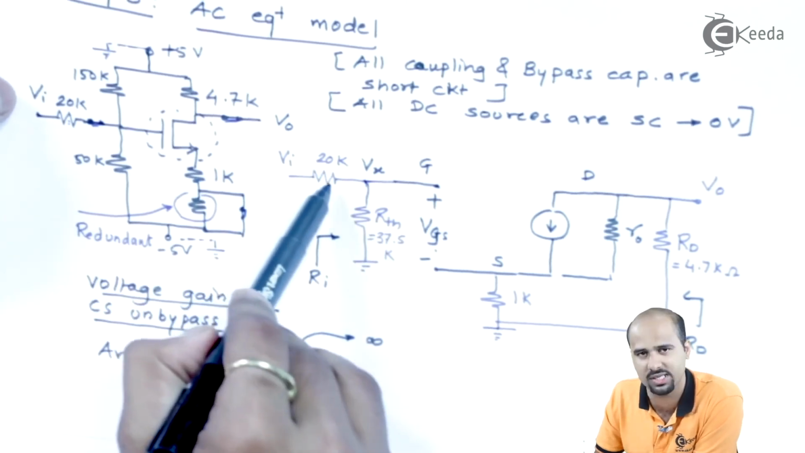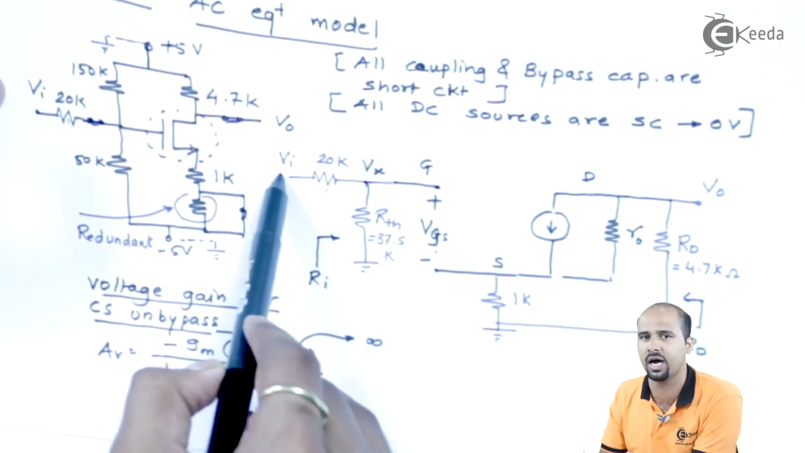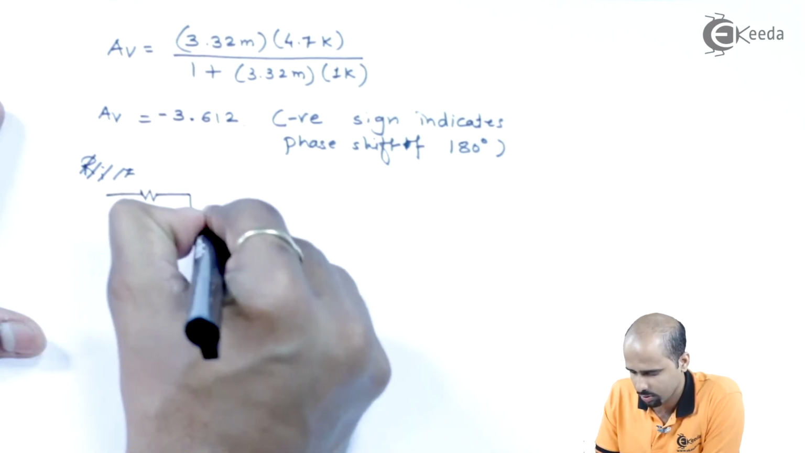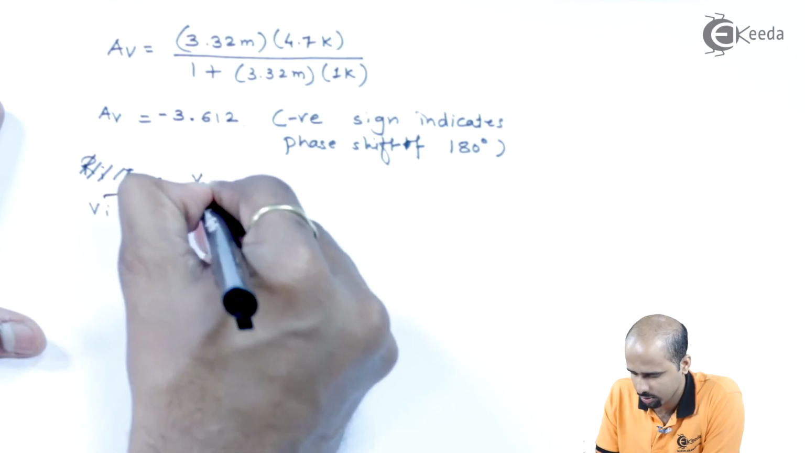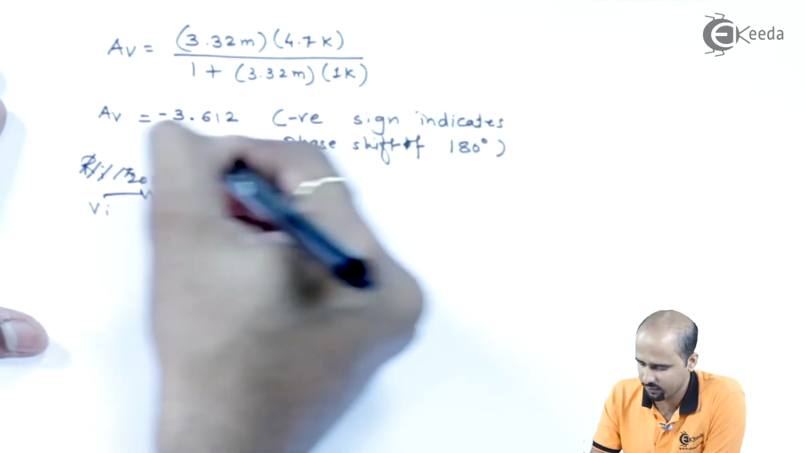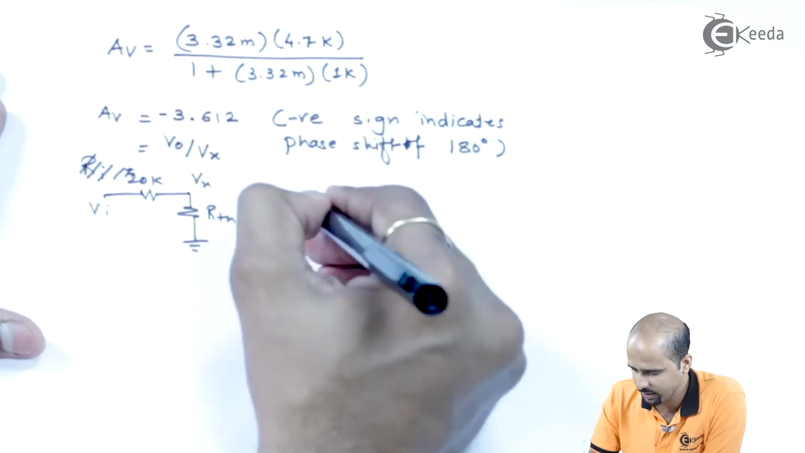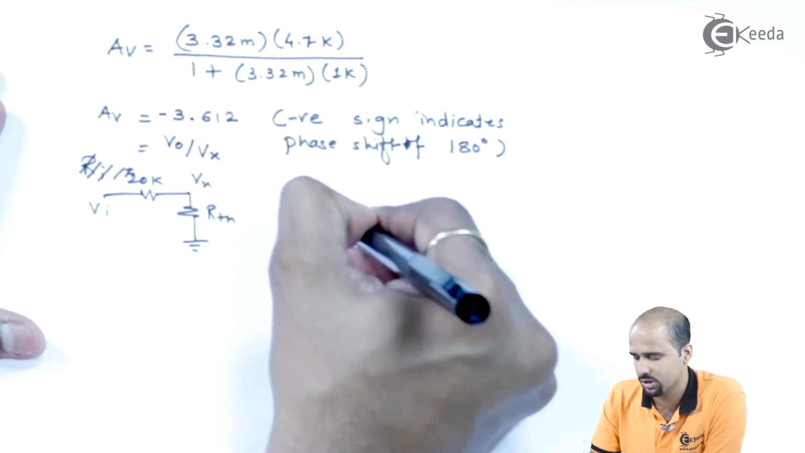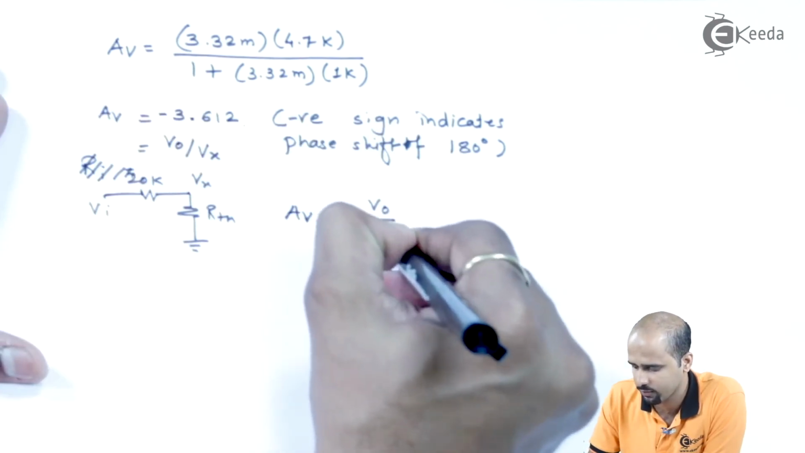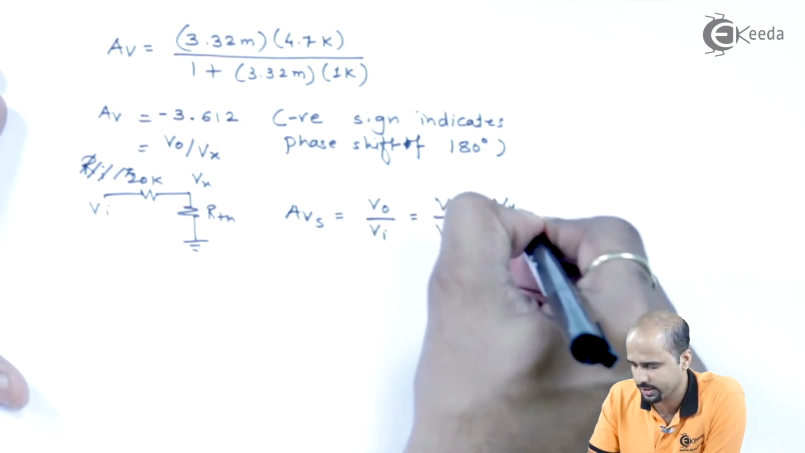We have the source resistance as 20K, so we will make sure that we get the value of VO divided by Vi. Right, this is your ground. I can say that whatever AV we have got is nothing but VO divided by Vx. I want the value of AVS, that is with source resistance. So VO divided by Vi is equal to VO divided by Vx into Vx divided by Vi.